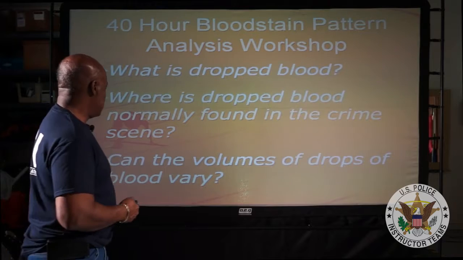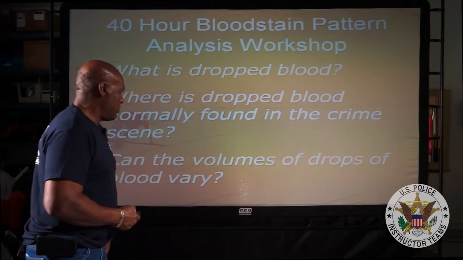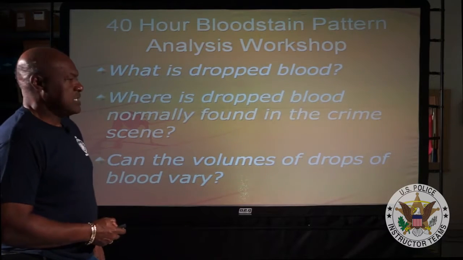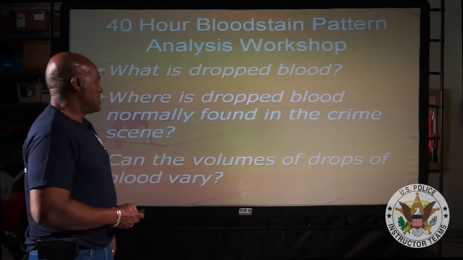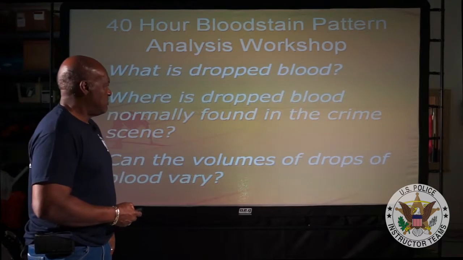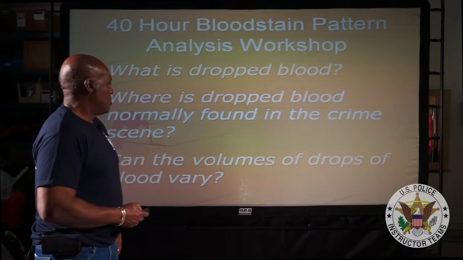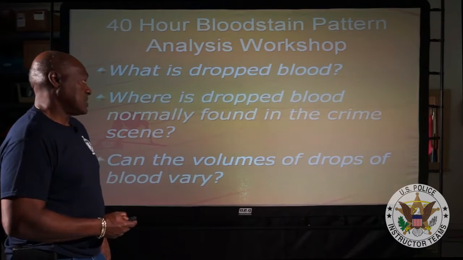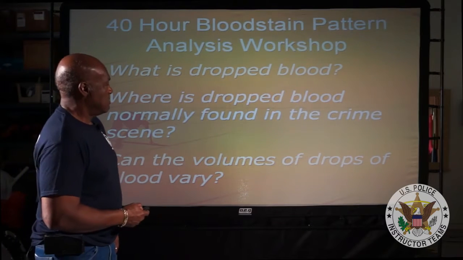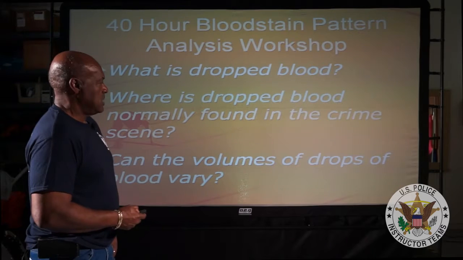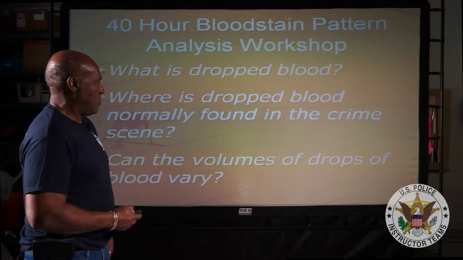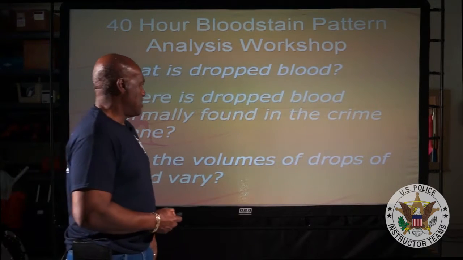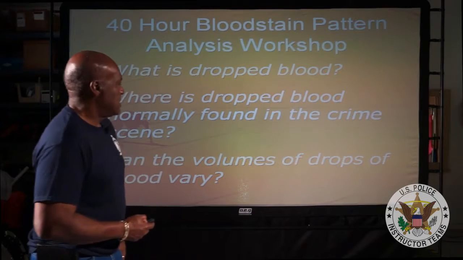Can the volume of drop blood vary? The volume of drop blood varies, and as you'll see in some of the assignments, it varies from about 0.45 milliliters to about 0.80, in some cases 0.90. So it depends on the surface on which it's falling. But these are all outlined or determined in the assignments that you'll go through when you do the assignment.